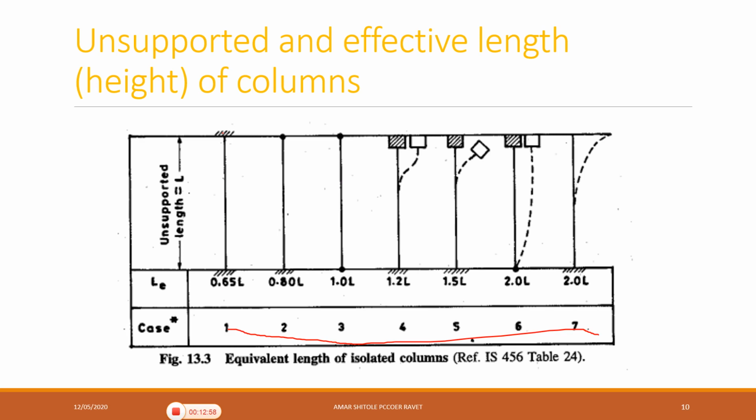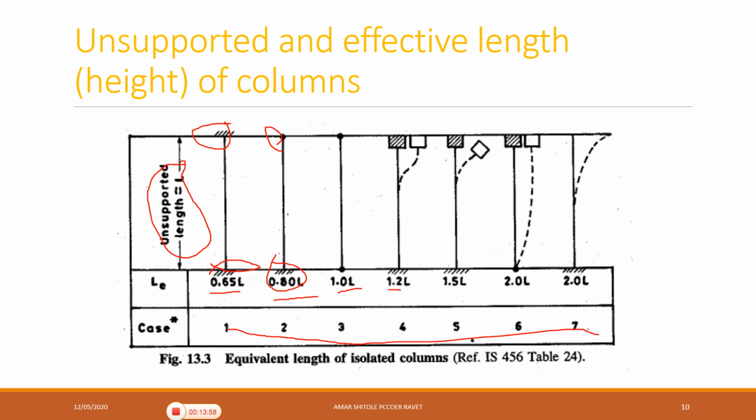Here we consider the column supported at top and bottom. This is for the unsupported length of the column. The unsupported length of the column is different from the effective length. How it is different, we'll see. If the column is fixed at both ends, so fixed support is provided here and here also, the unsupported length is L everywhere, but the effective length for this case where both ends are fixed is 0.65L. In the second case, one end is fixed and the other end is hinged, and the effective length is 0.8L. Similarly, if both ends are hinged, the effective length is 1L.